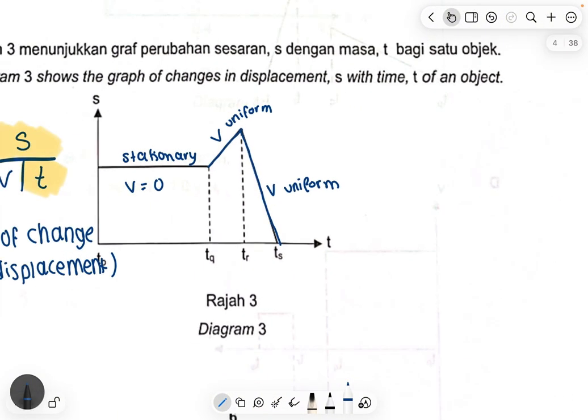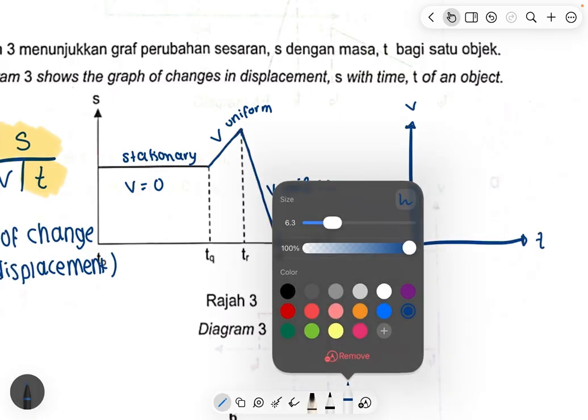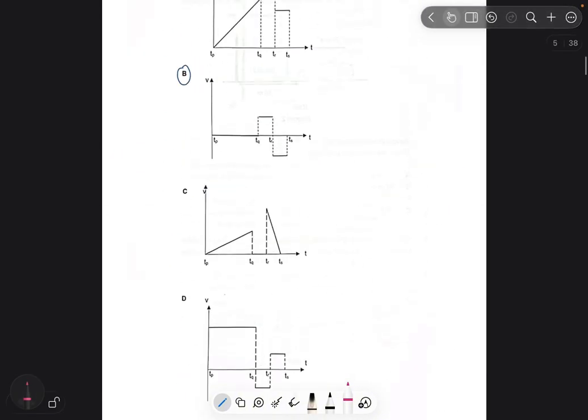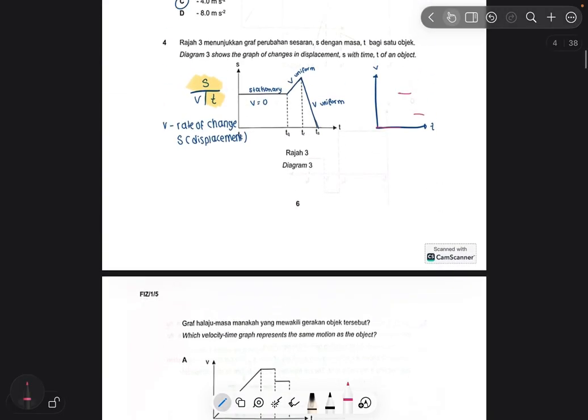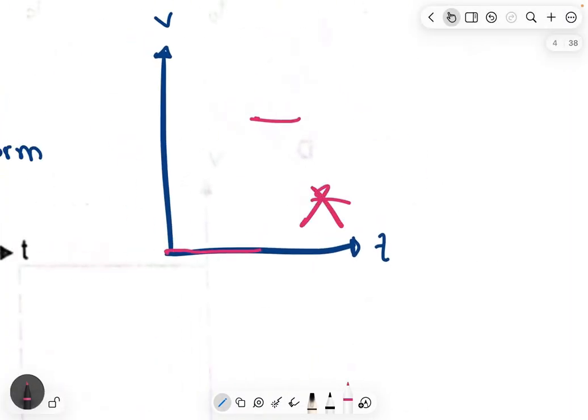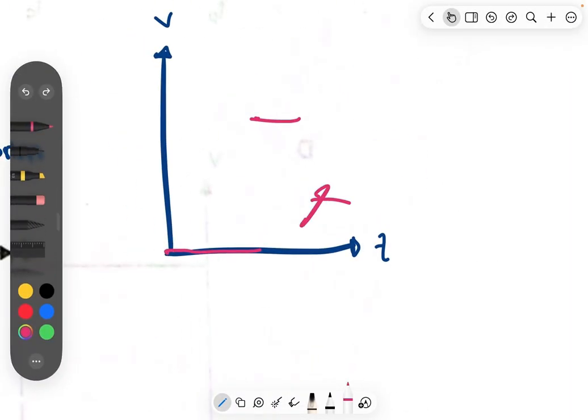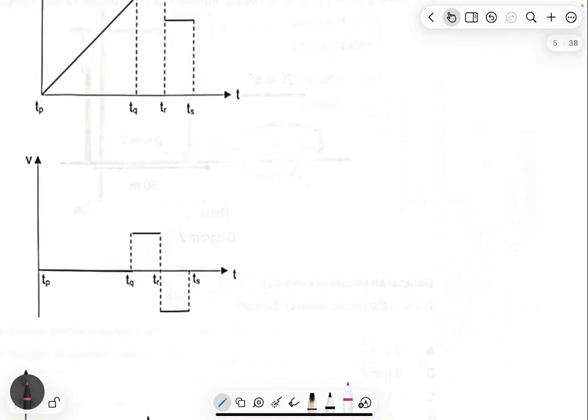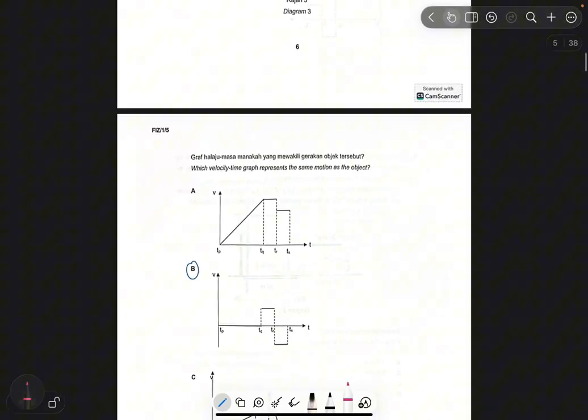So if you want to sketch a graph, if it's 0, then v would be here. If uniform, it would be here, and then it would be like this or something like that. So the answer is, oops, my bad, not here, because it's decelerating. It should be down first, okay, so like below there. So the answer is B.